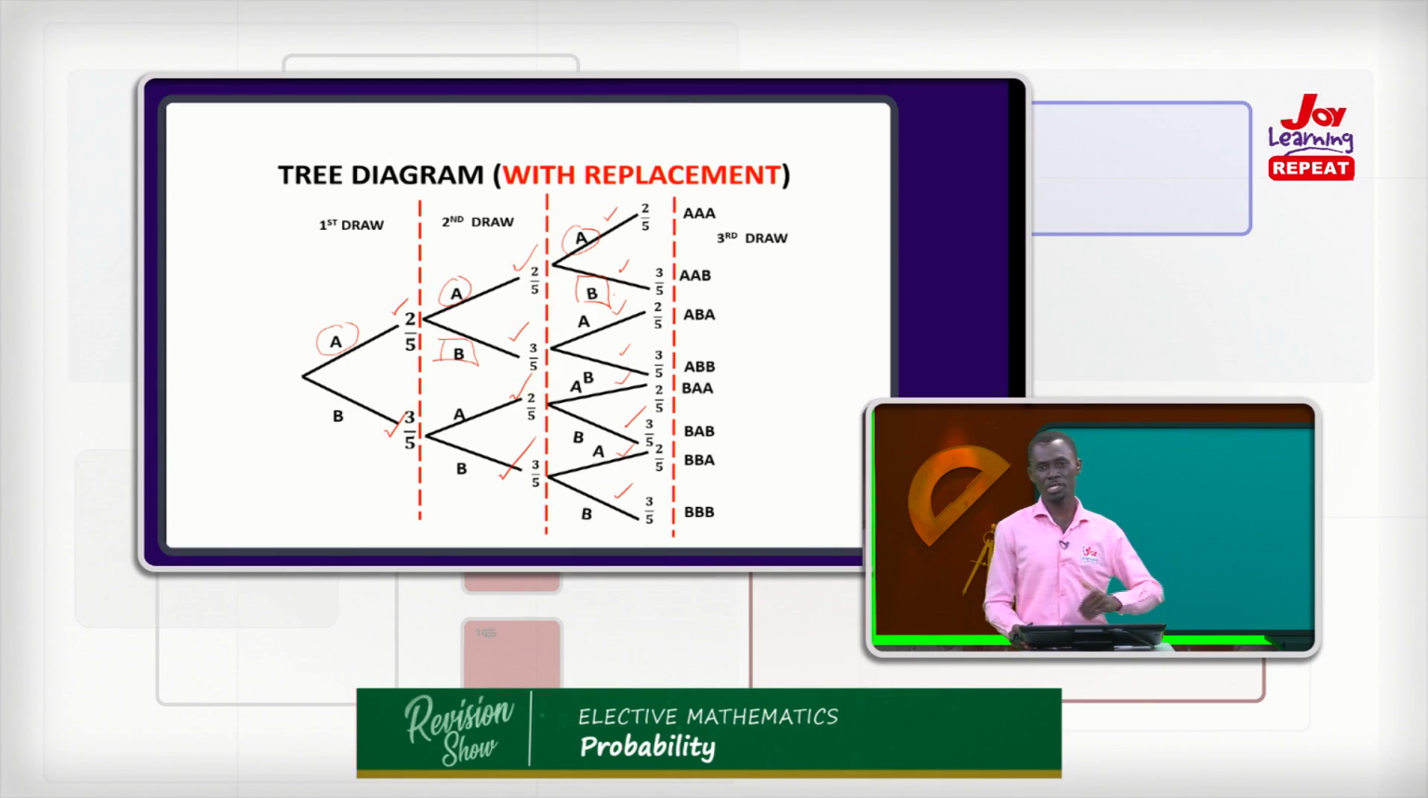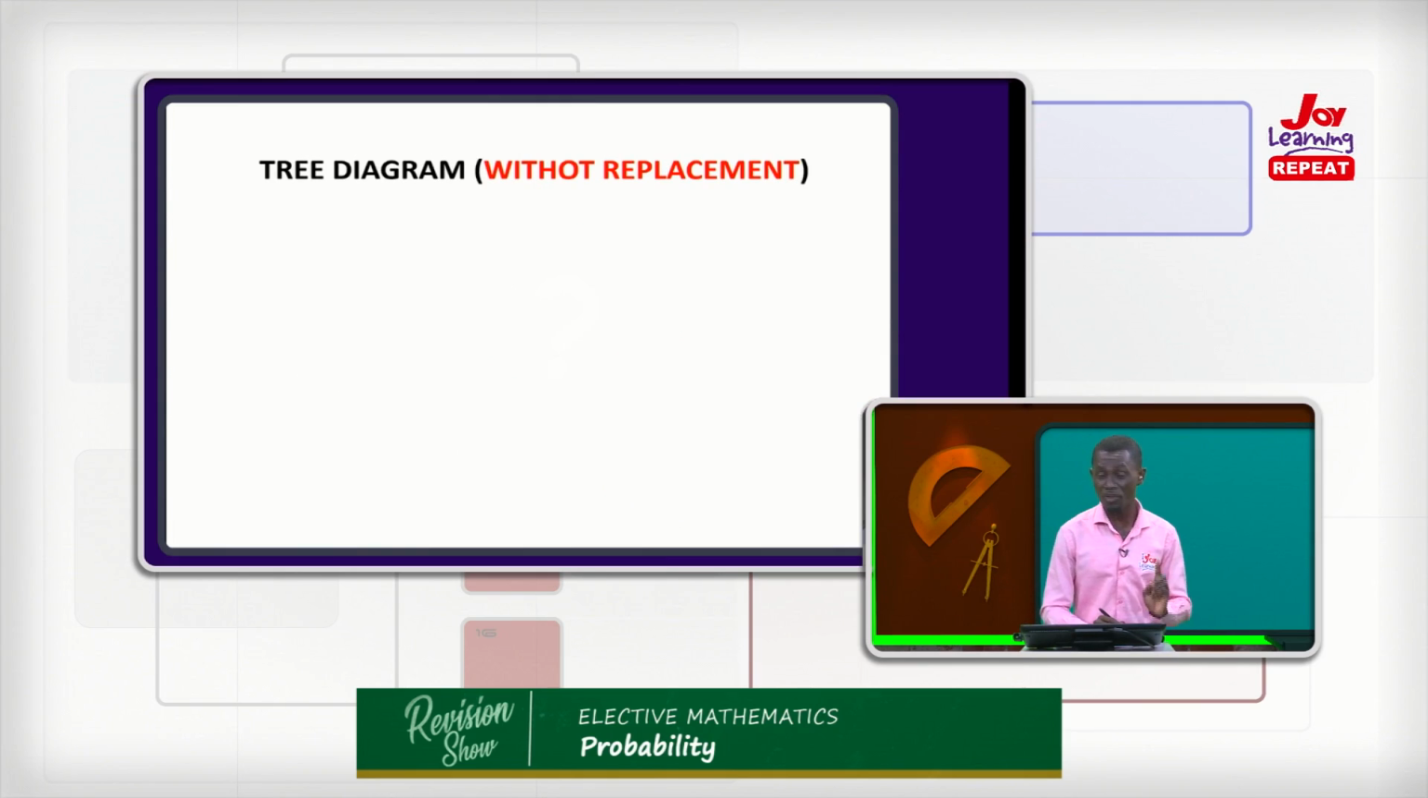Now, when you're using a tree diagram, please be careful. First of all, note the question, is it with replacement or without replacement? If it is with replacement, then your answers will practically be the same throughout. However, if we have a situation without replacement, now watch what is going to happen here. And I need you to be very, very observant here.